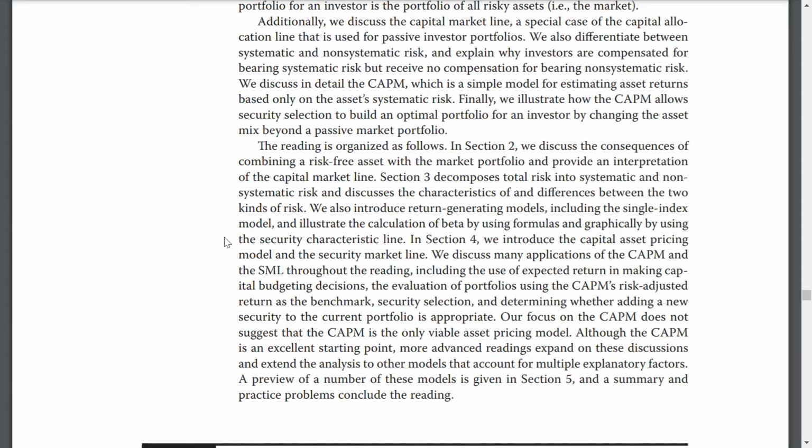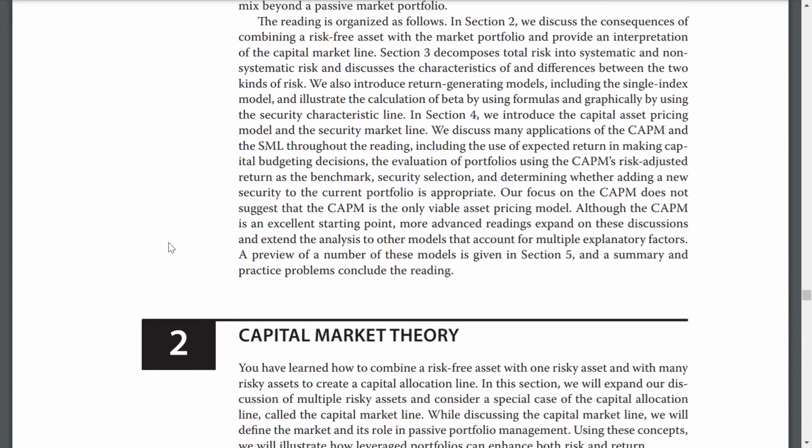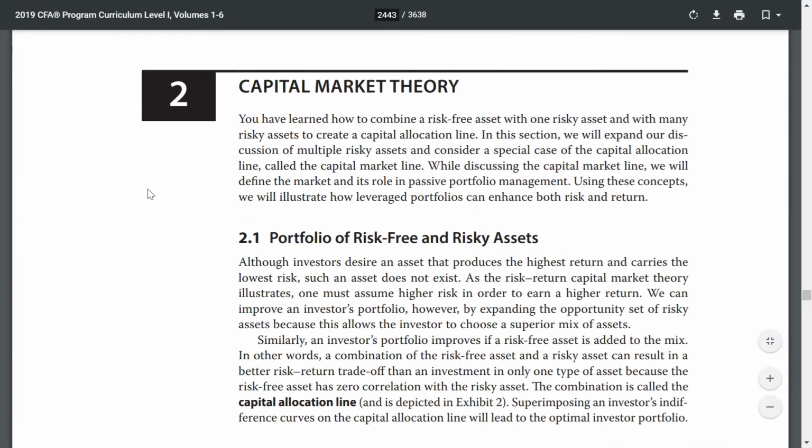Our focus on the CAPM does not suggest that the CAPM is the only viable asset pricing model, although the CAPM is an excellent starting point. More advanced readings expand on the discussion and extend the analysis to other models that account for multiple explanatory factors. A preview of a number of these models is given in section 5, and a summary of the practice problems concludes the reading.